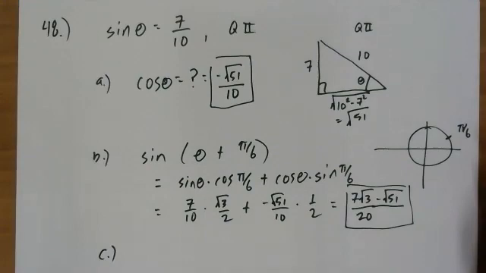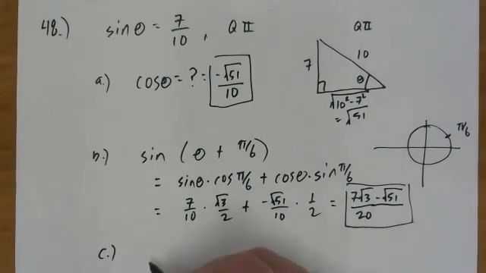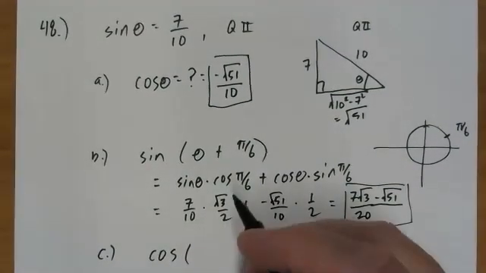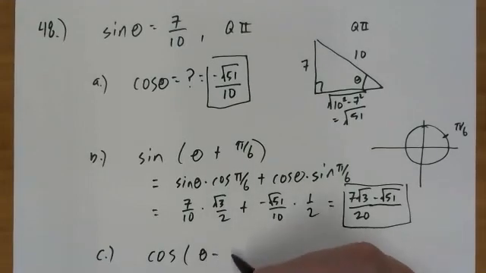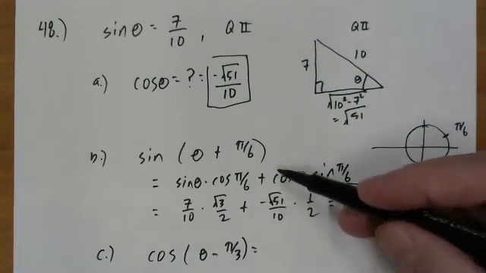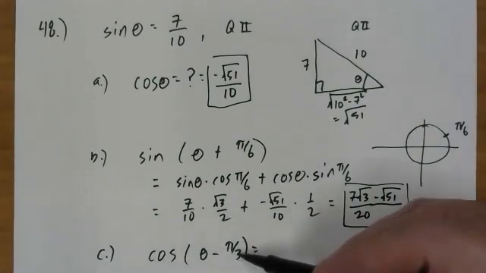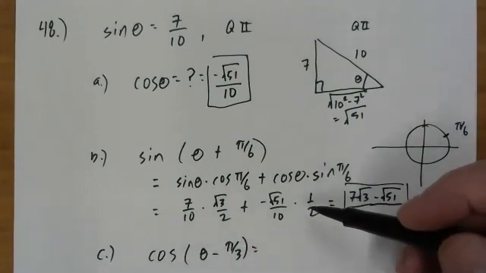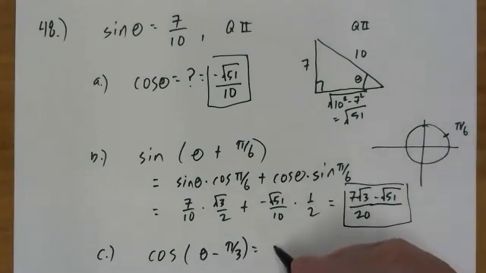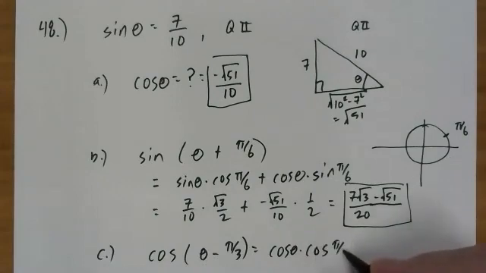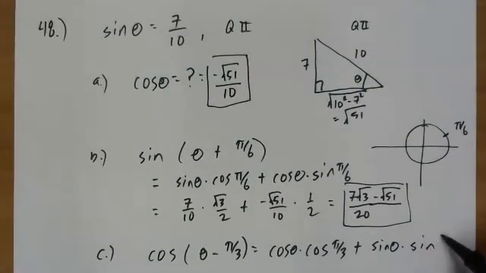So part C, now they're asking for the cosine of theta minus pi over 3. Same idea as in part B, except now we need the formula for the cosine of the difference of 2 angles. And that's simply going to be the cosine of the first angle times the cosine of the second angle plus the sine of the first angle times the sine of the second angle.